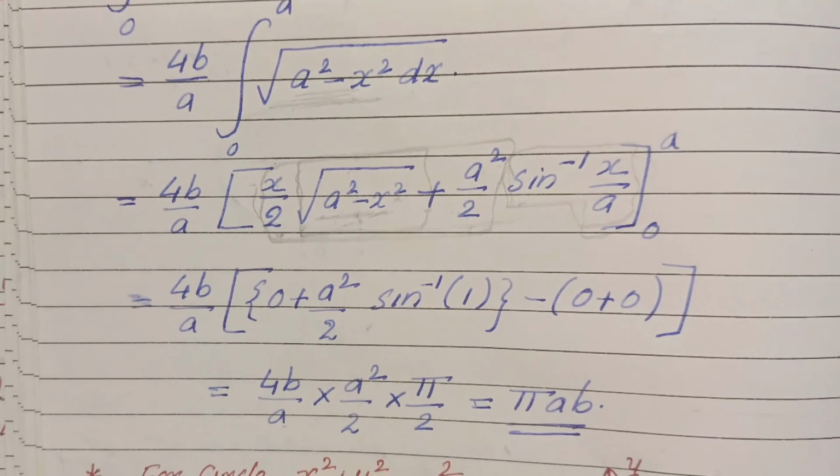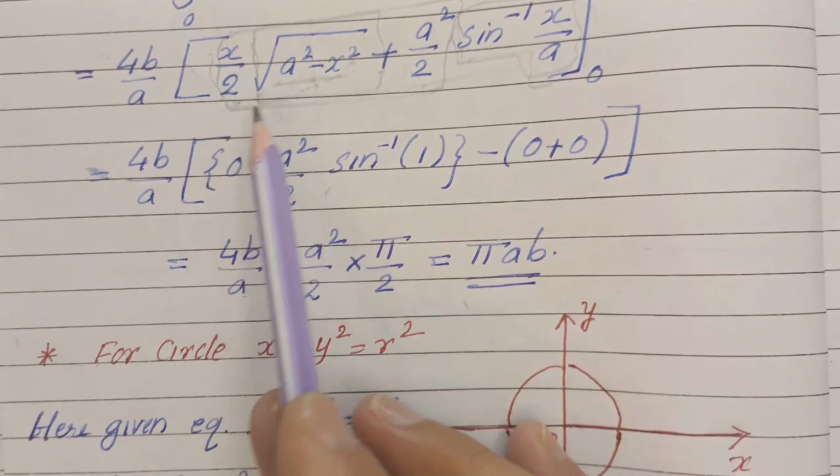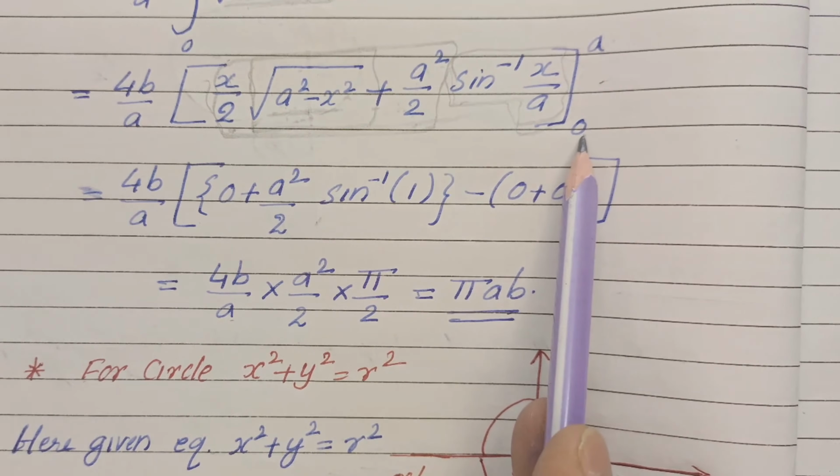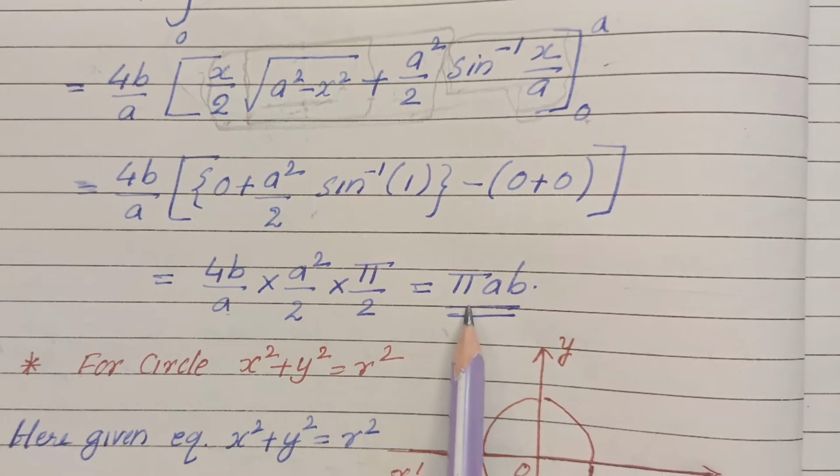So now let's summarize by putting in these integral values. Here you put the upper limit a and the lower limit 0, and then subtract them. That's how you get the limit values. You just do this, and then you will get pi ab as the answer.